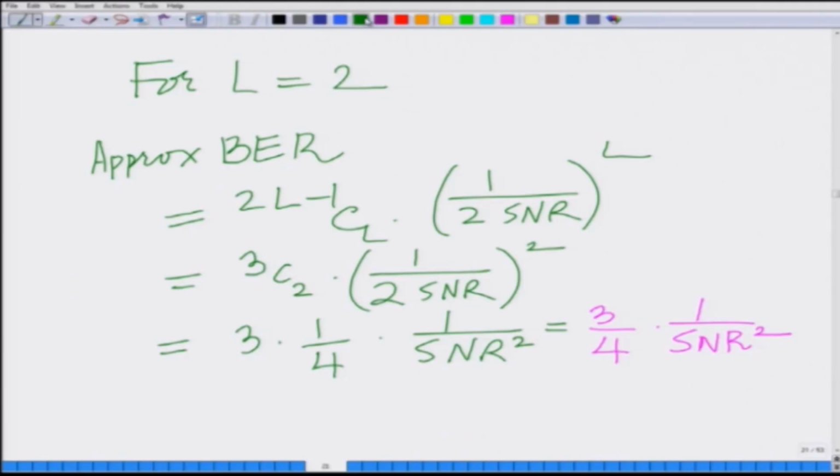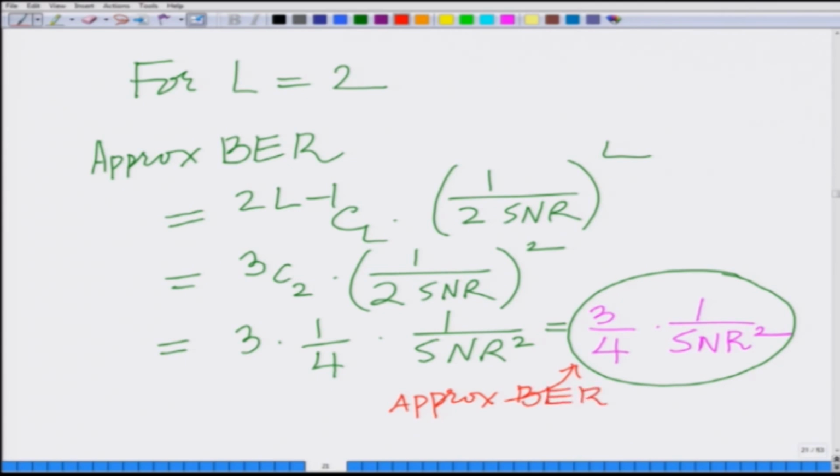So, what is this? 3 by 4 times 1 over SNR squared is the approximate bit error rate for an L equal to 2 antenna system at high SNR. So, this is basically the approximate bit error rate for a system with L equal to 2 antennas at high SNR.